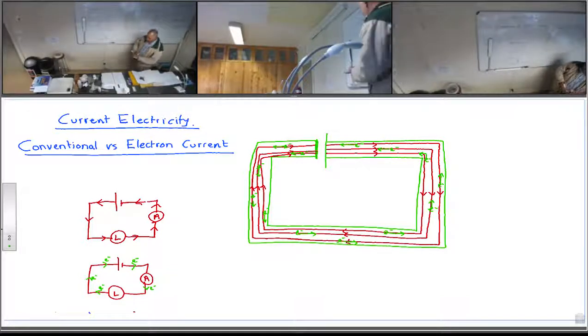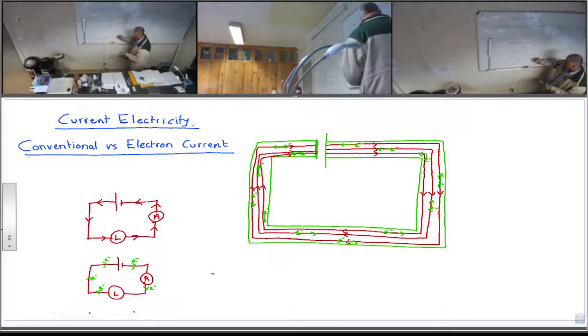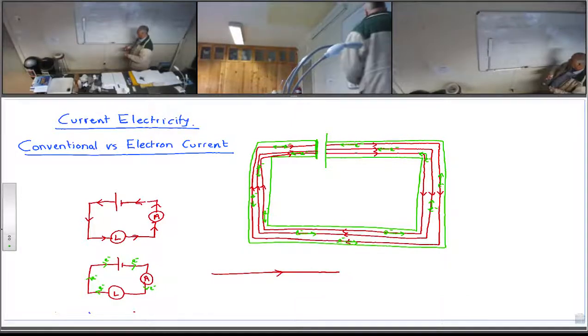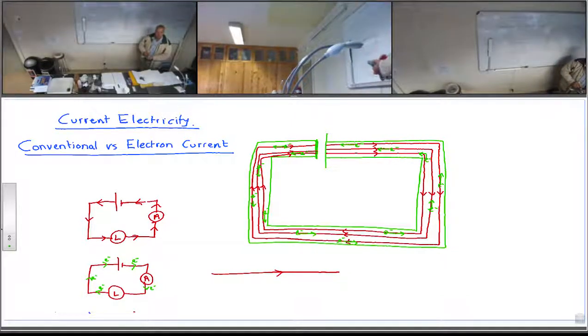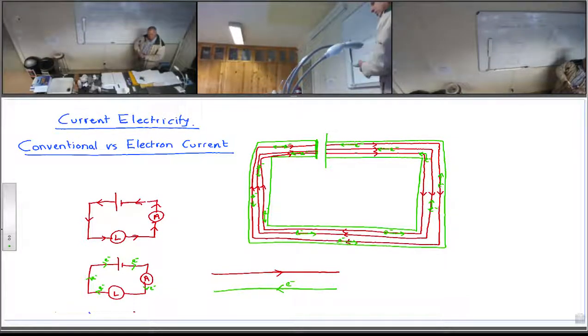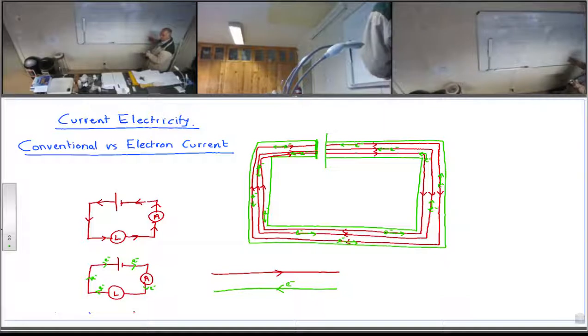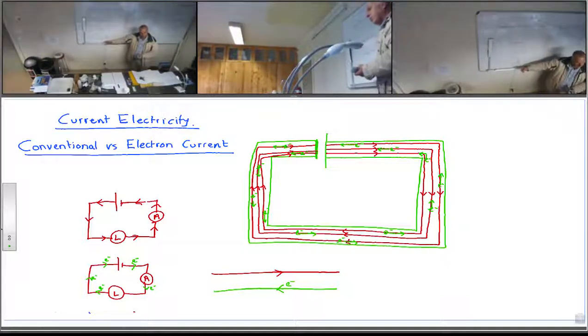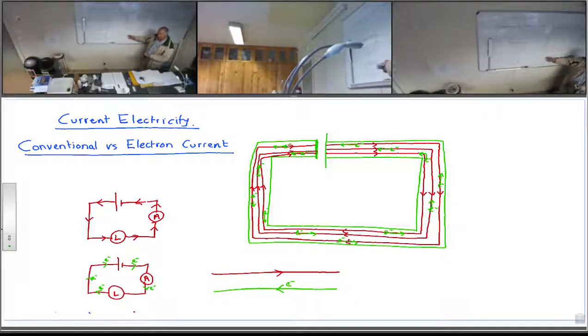Okay, so if you see something like this, what type of electricity am I talking about? Conventional current. How could it also be written? Opposite direction with an E minus. Means exactly the same thing. What is it that's really happening here? Is it really little positives flowing from left to right? It's actually negatives flowing from right to left. But that is quite acceptable.